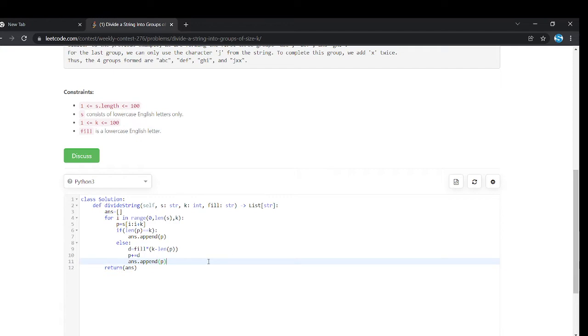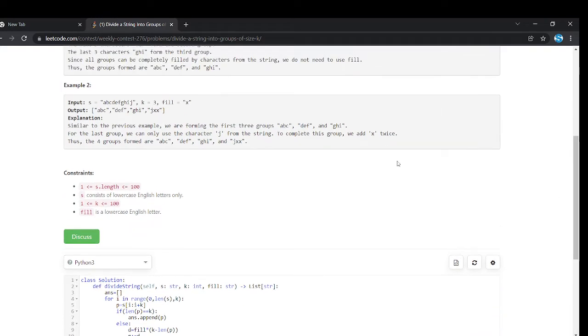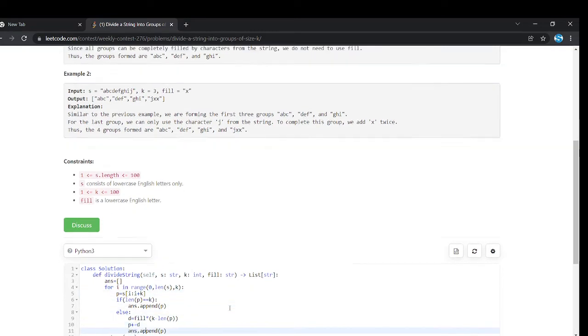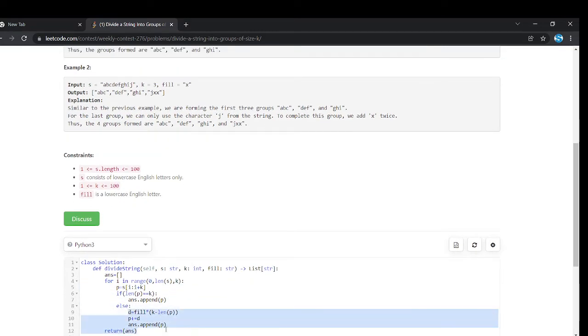So it's something like this. In the second example, suppose j is there, so the length of j will be 1, since there is only one member, j, in our last group. Then we subtract: 3 minus length of j gives us 2. So we have to take this x twice and concatenate it with our j. That's what we are doing over here, and then append it to our final answer.